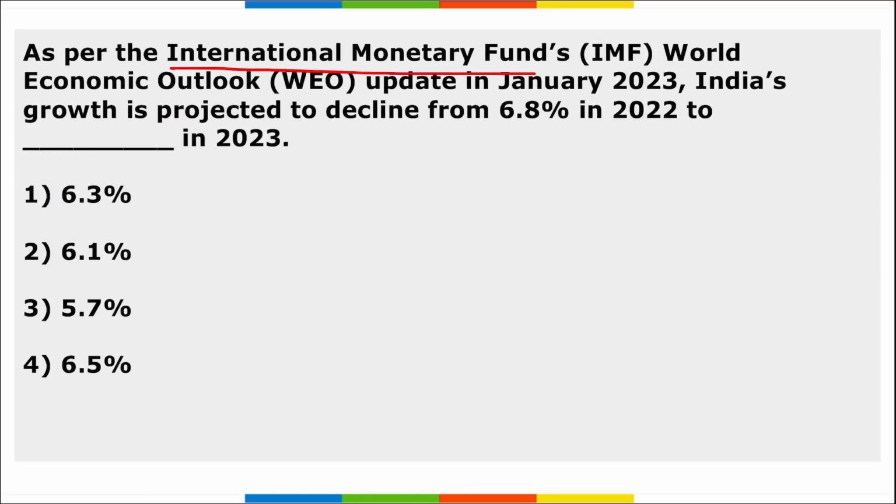Next, as per the IMF International Monetary Fund's World Economic Outlook update in January, India's growth is projected to decline from 6.8% in 2022 to dash in 2023. So India's GDP growth is projected to decline from 6.8% to 6.1% in 2023 as per IMF's World Economic Outlook report. All right. Also, the global growth is projected to reduce from 3.4% in 2022 to 2.9% in 2023 and then rise to 3.1% in 2024.